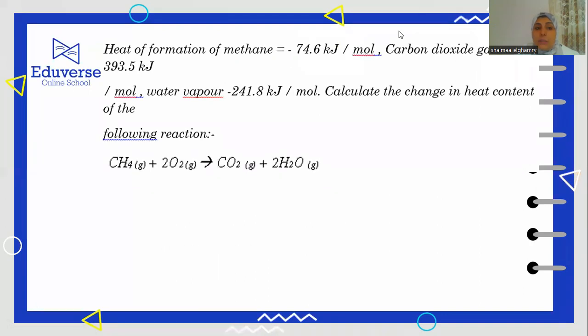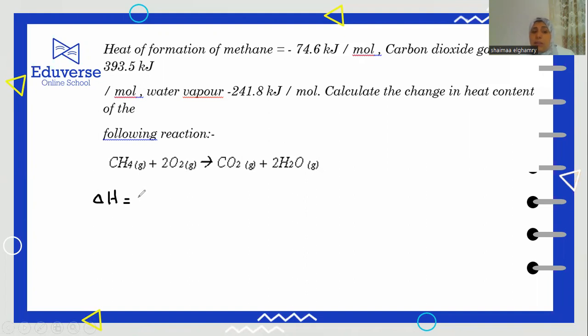Here we have an example. Heat of formation of methane is negative 74.6 kilojoule per mole. Carbon dioxide equals negative 393.5 kilojoule per mole. Water vapor, negative 241.8 kilojoule per mole. Calculate the change in heat content of the following reaction. So we are going to calculate delta H for this reaction by using the heat of formation for each product.